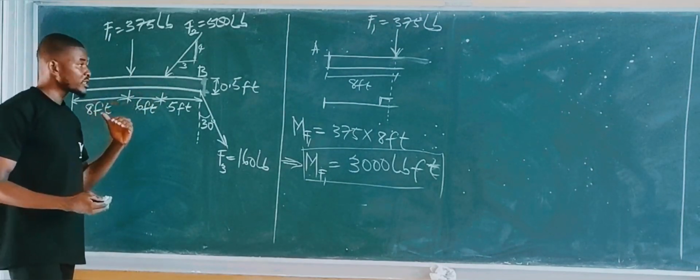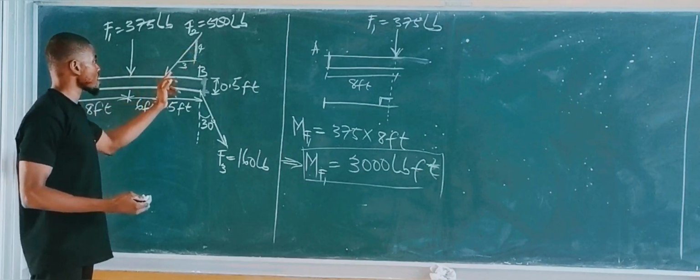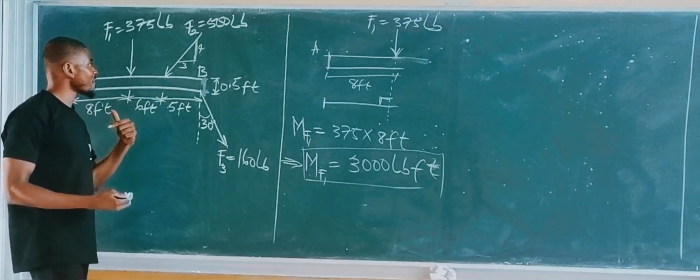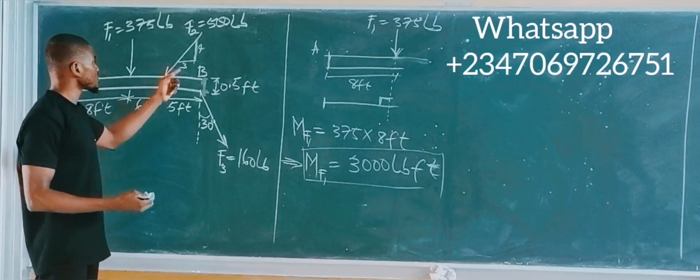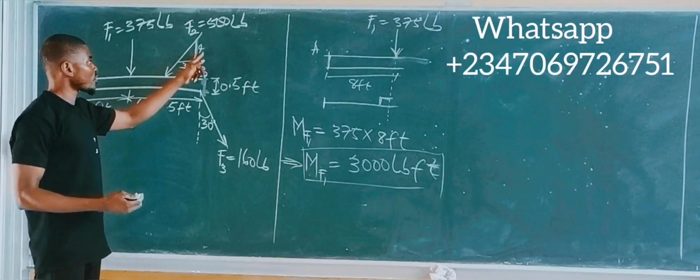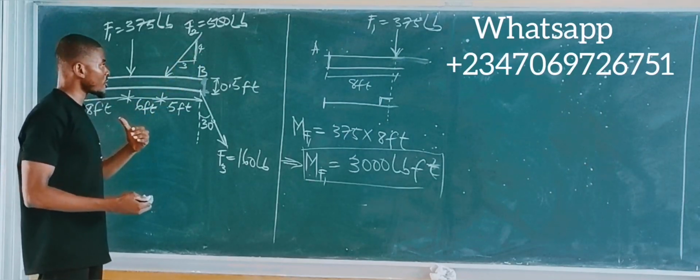Now take note, this force is actually inclined. The force is inclined, but we are not given the angle, which means we have to find the angle. We are given sufficient information to find the angle. This point is 3 meters and this height is 4 meters. So we can use this to find the angle. So let's try it out and see.